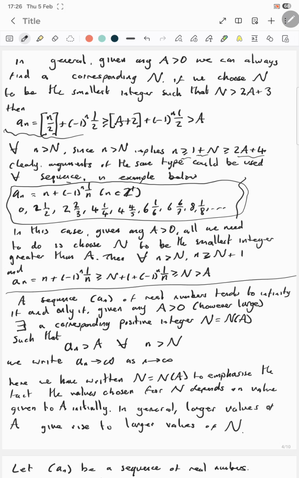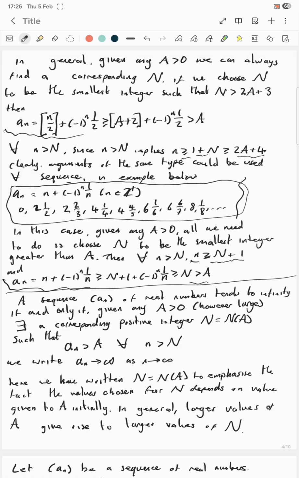Now, in this case, given any a greater than 0, all we need to do is choose N to be the smallest integer greater than a. Then for all n greater than N, and n greater or equal to N plus 1, we'll get this sequence here, where we show that n is greater than a.